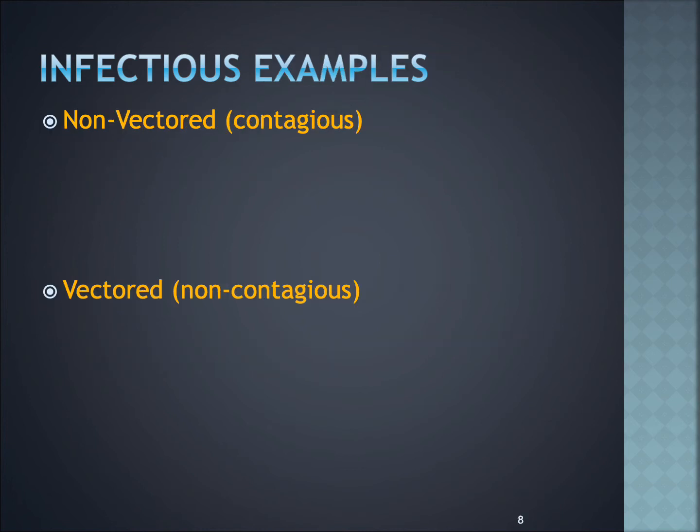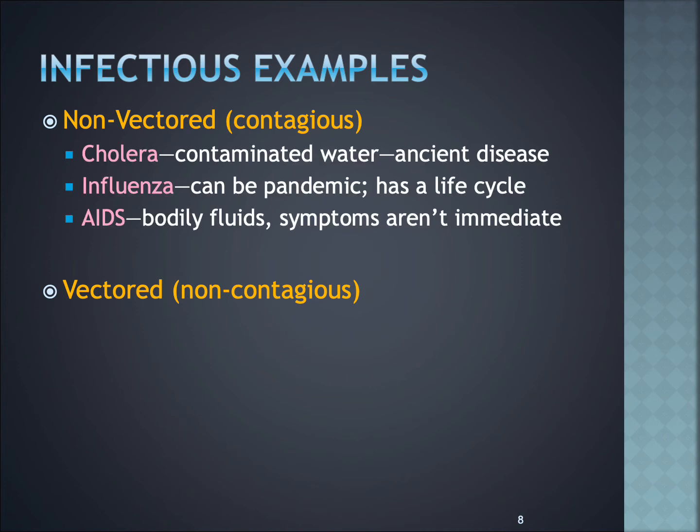As we look at some examples for non-vectored versus vectored, non-vectored diseases, contagious diseases, as we see listed at the top of the screen, include cholera, influenza, and AIDS. Contaminated water, pandemics, life cycles, all those things you can read by yourself on the screen.